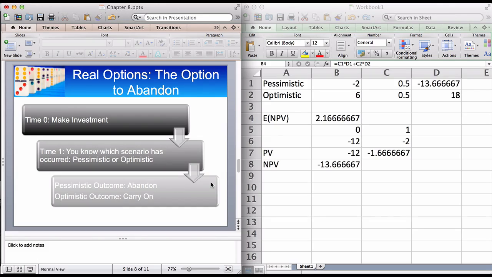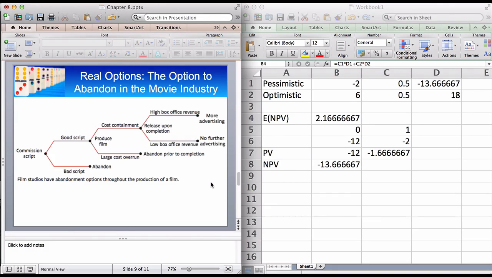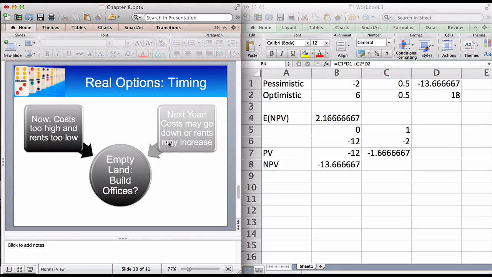So moving on, we now look at the timing option. Just before I move on, this comes from the book, where I discuss not just a one-stage model, but a number of stages, and there's an option to abandon in each case. We're now just going to finish off with a discussion of timing options.